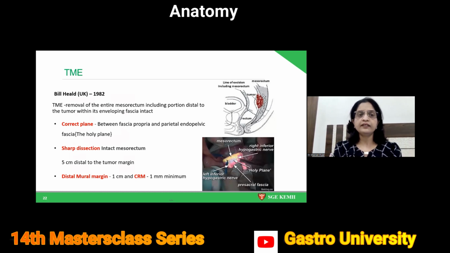So TME, total mesorectal excision, is the removal of the entire mesorectum, including posterior and portion distal to the tumor, keeping the fascia intact. It should be in the correct plane, that is the holy plane. There should be sharp dissection, intact mesorectum, and 5 centimeters distal to the tumor margin. The mesorectum is supposed to be resected, with distal mural margin advised at least 1 centimeter, and the CRM should be at least 1 millimeter.